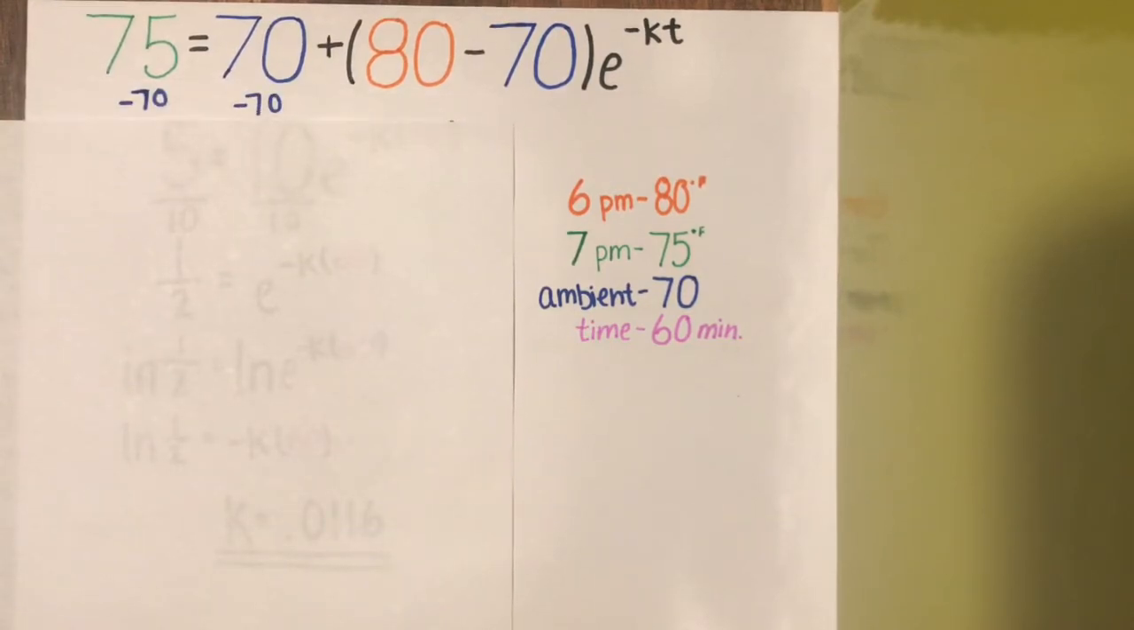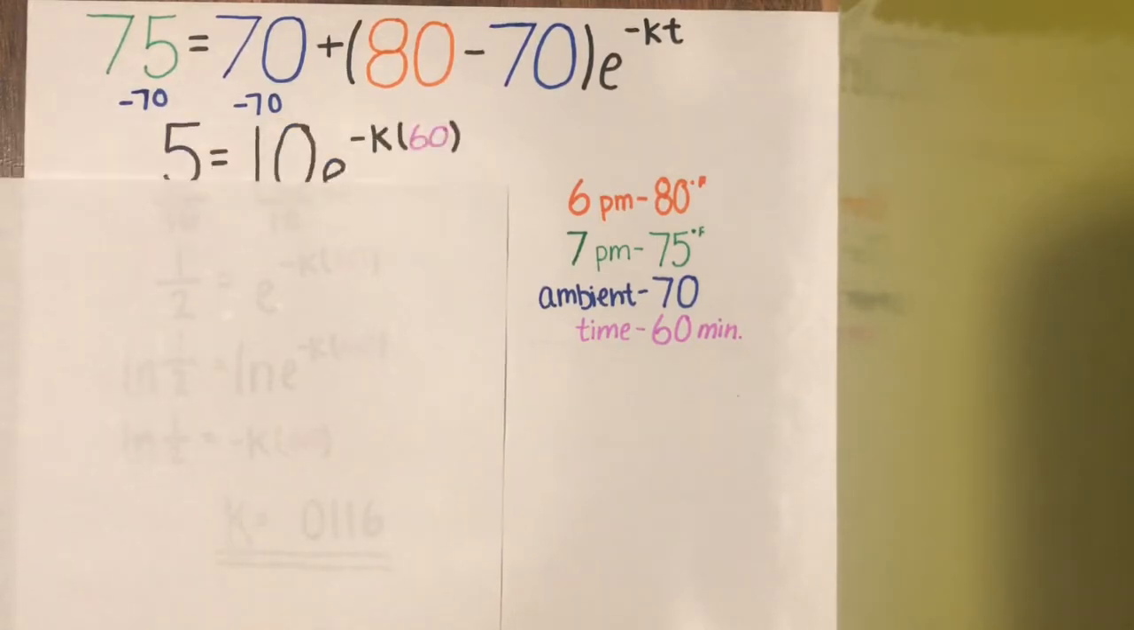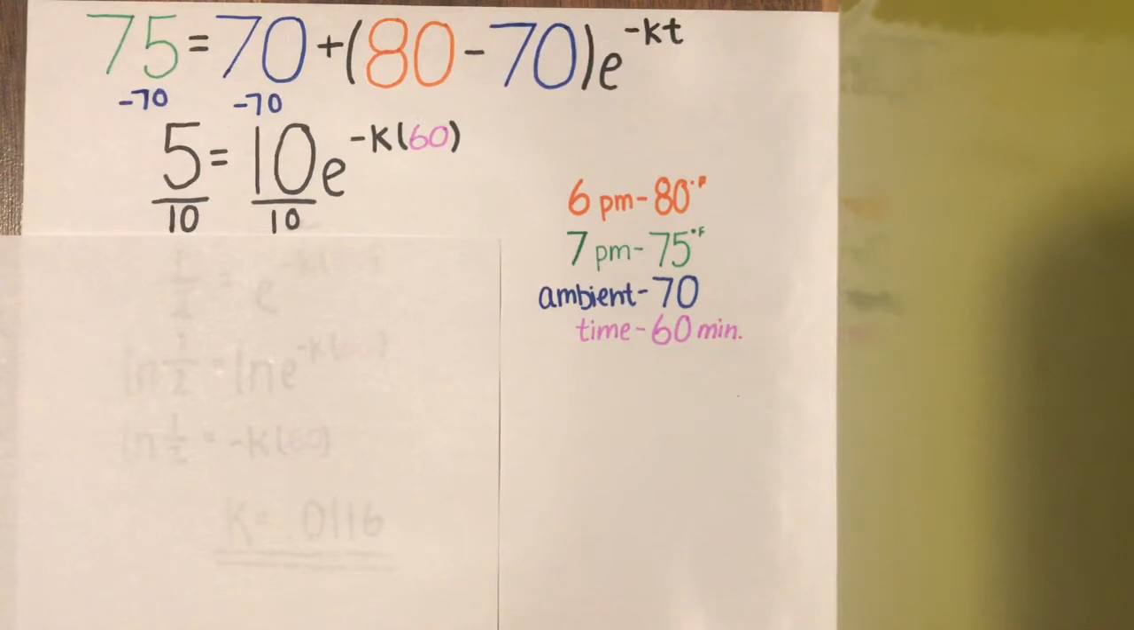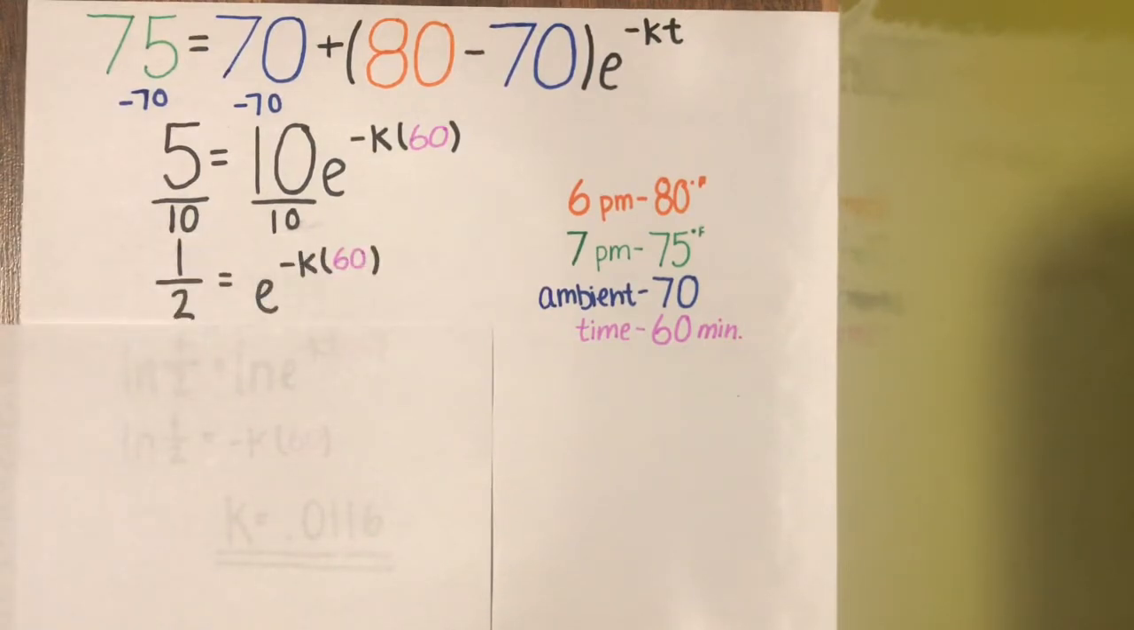The first step we're going to do is subtract 70 from both sides to start evening the formula out. That is going to give us 5 is equal to 10e to the power of negative k times 60, 60 being the time elapsed. From there we're going to divide by 10, which is going to isolate the e. That is going to give us 1/2 is equal to e to the power of negative k times 60.